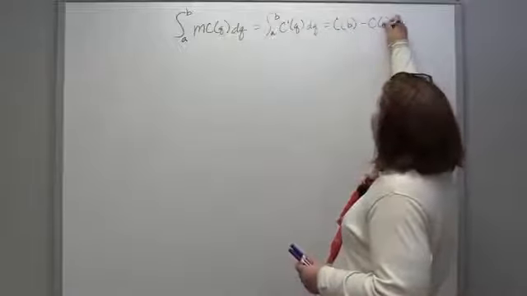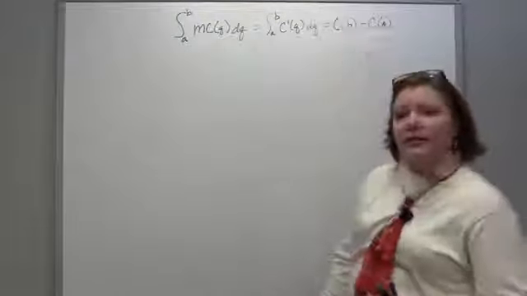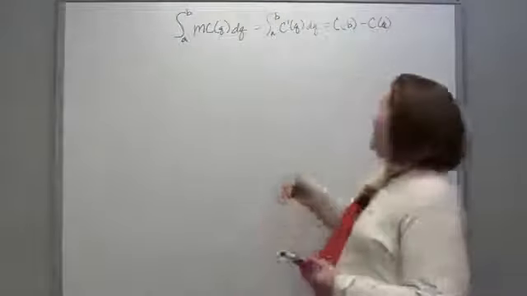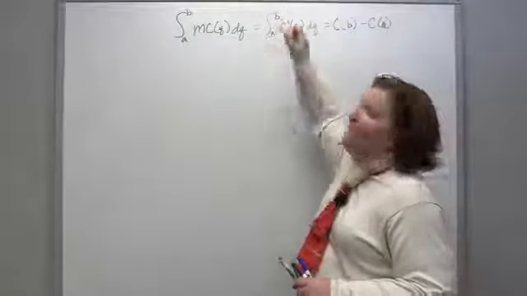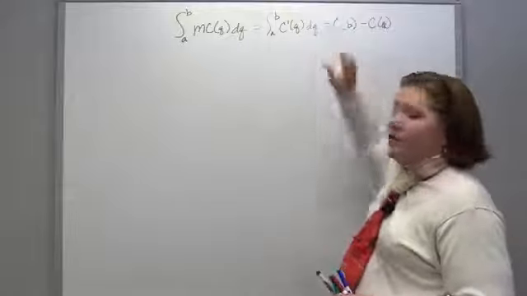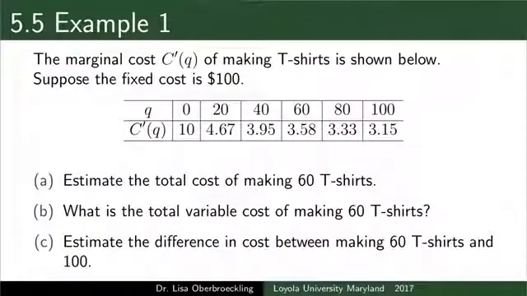So using this idea, we can figure out this would be the change in cost in changing from producing A amount of items to B amount of items. And so that's what we're going to use in this example. We're given data on the marginal cost of making certain t-shirts. And remember, marginal cost is defined as the amount our cost will change by in producing one more, in this case, t-shirt.